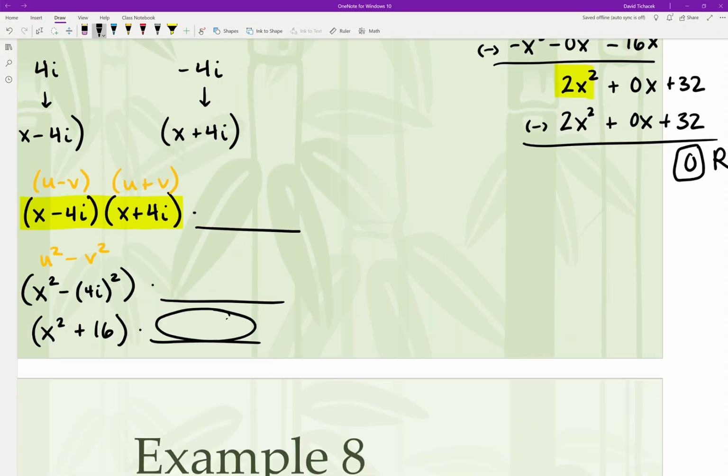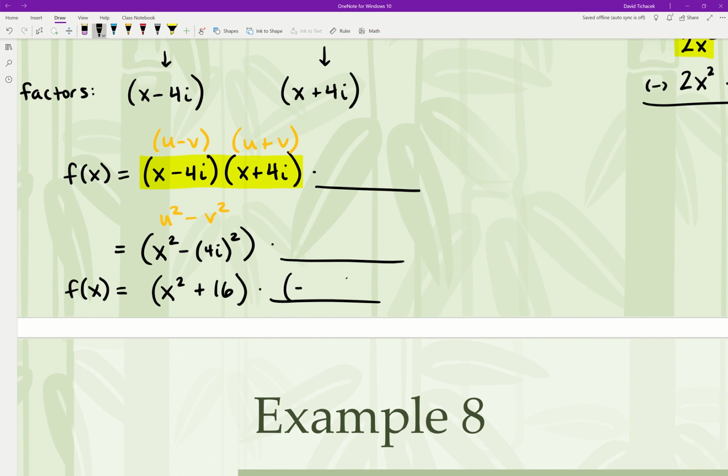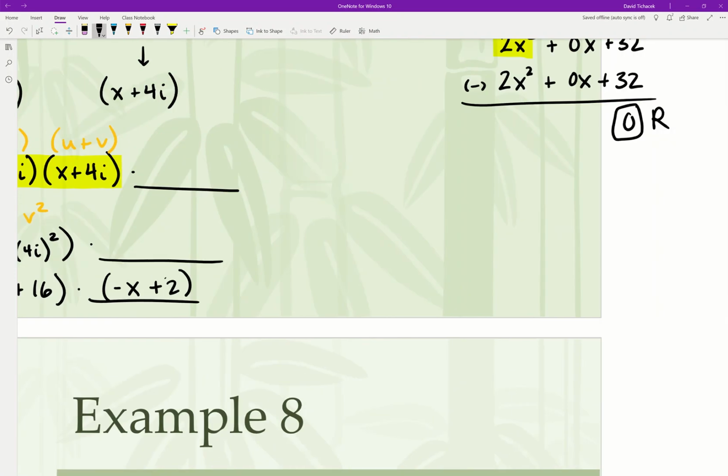So one of the things that I now know is that my polynomial can be written as x squared plus 16, but now times negative x plus 2, okay? And so in which case we would see that we get the following zeros from this, right? So f of x is equal to x squared plus 16 times negative x plus 2, in which case we get the plus or minus 4i that we said from the beginning.